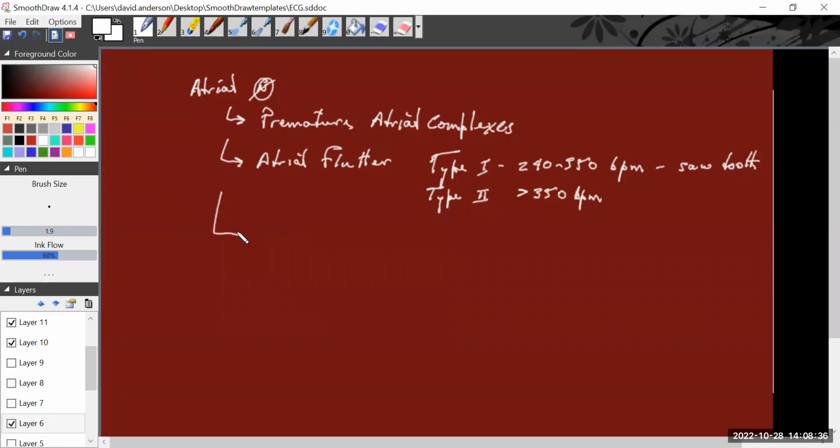So we had atrial flutter, then we had atrial fibrillation. And the main thing that we saw was that we had very, very fast and uncoordinated atrial contractions.